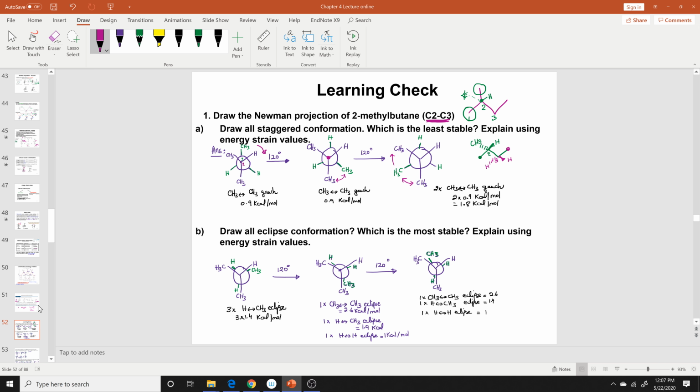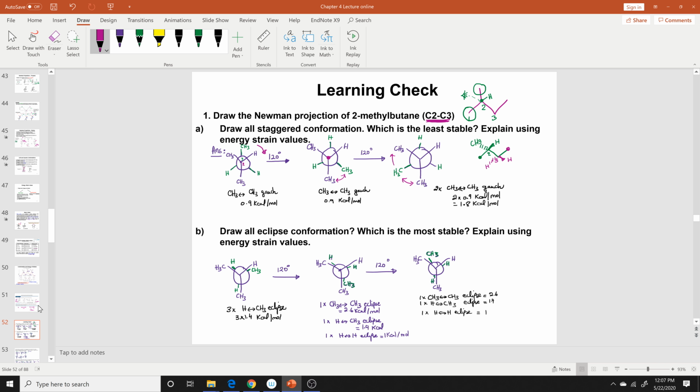The question asks which one is the least stable. The least stable is the one with the most energy. This one has the most energy, so this one is the least stable. This is how you explain. In organic, when I ask you to explain, you normally explain with numbers, or you explain by writing down your explanation, or you explain by writing down your reaction. Here there's no reaction, but you can easily calculate the energy of the structure.